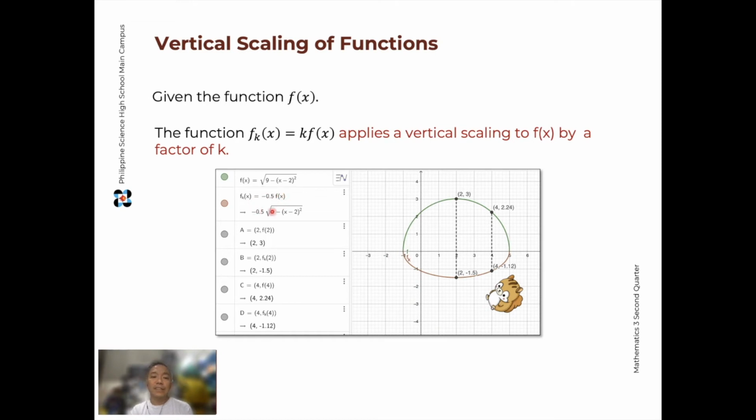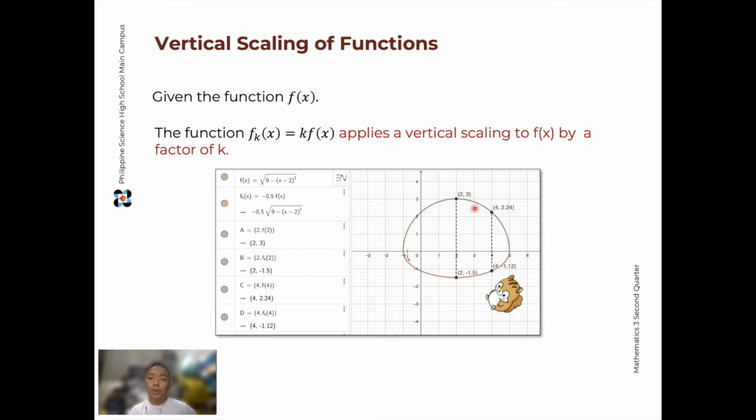Now, if our factor is negative, then mag-i-introduce siya ng additional flipping along the x-axis. And then, if it's less than 1, let's say I'm here using 0.5, yung scaling natin will be a contraction. So, lumiit yung vertical height nung image natin. Although notice, walang nagbago dun sa horizontal length niya, kasi yung factor, ina-apply lang natin dun sa y coordinates nung points natin.